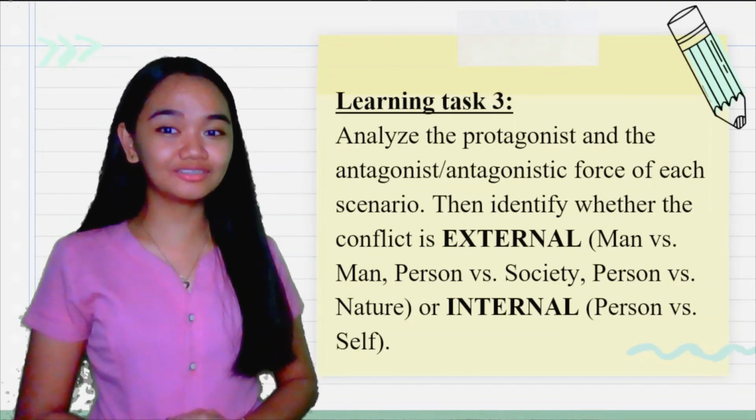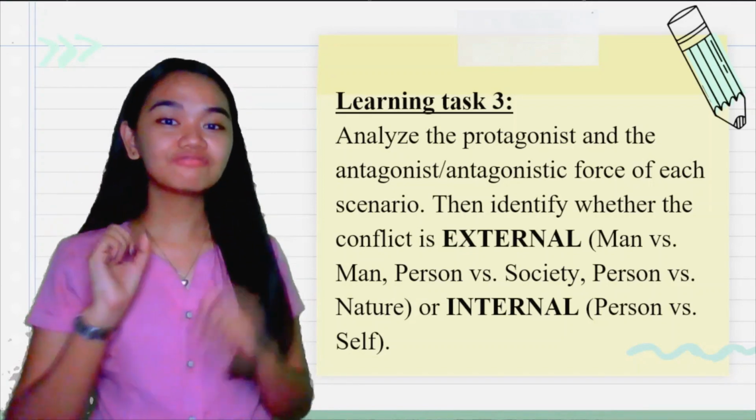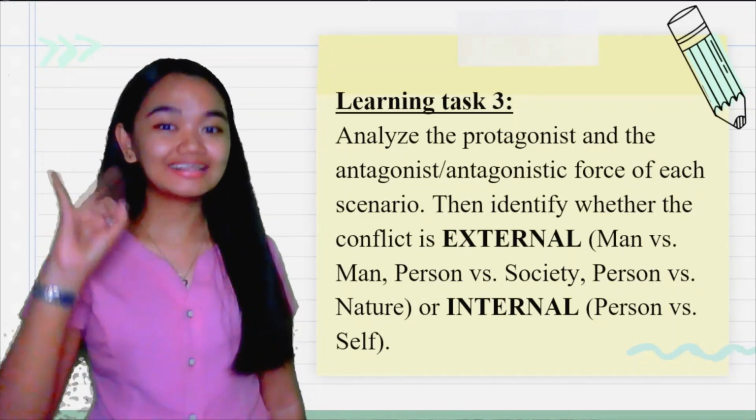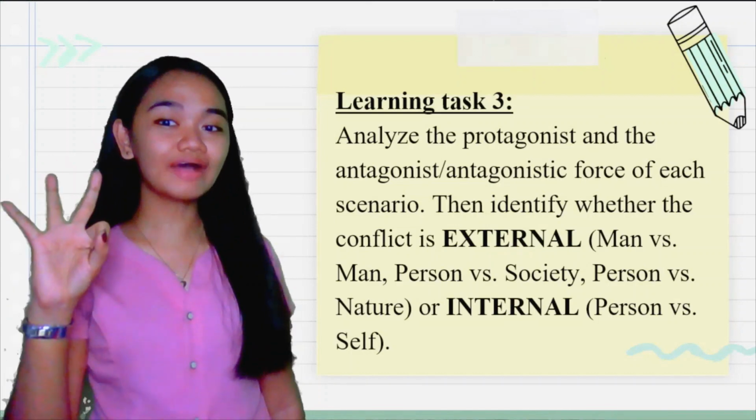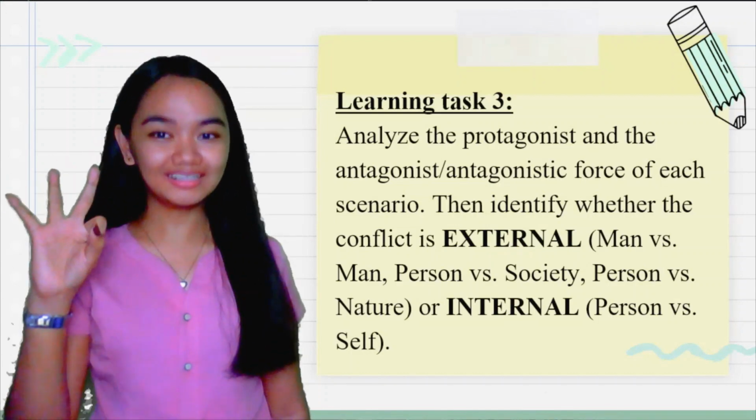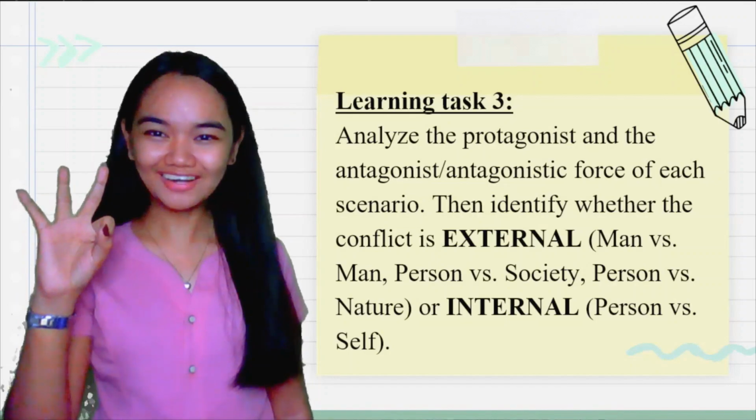So, you need to do 3 things. Find the protagonist, the antagonist or the antagonistic force, and identify what type of conflict it is. So, let's start!